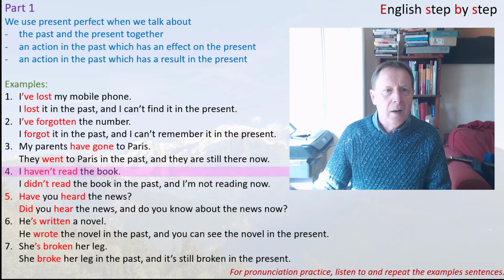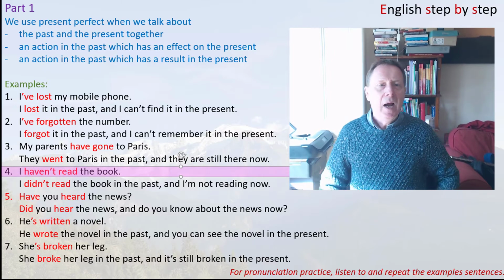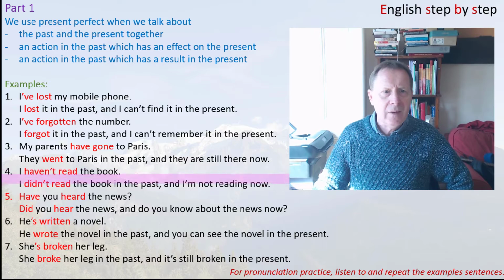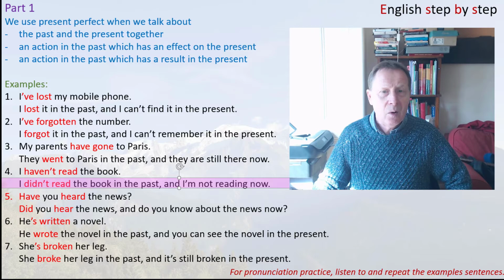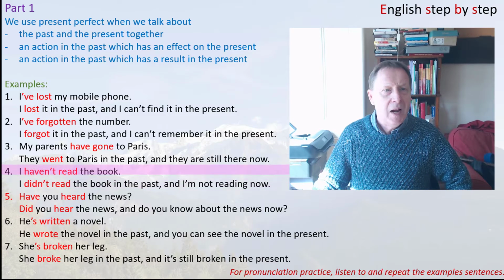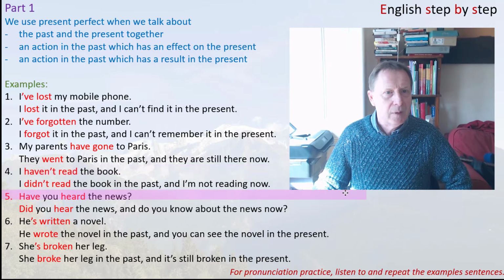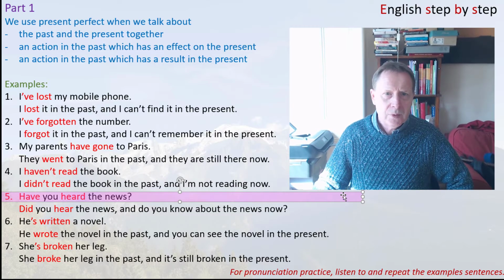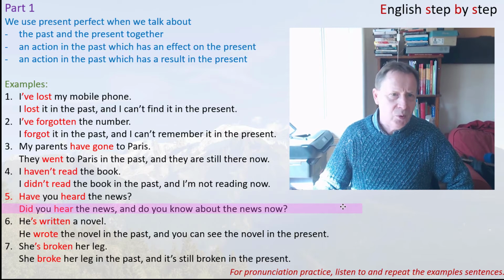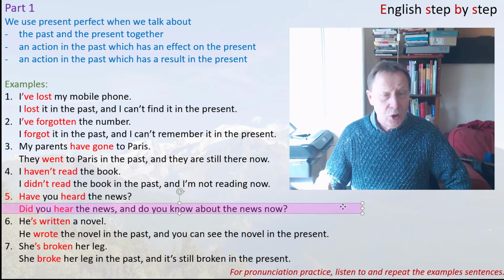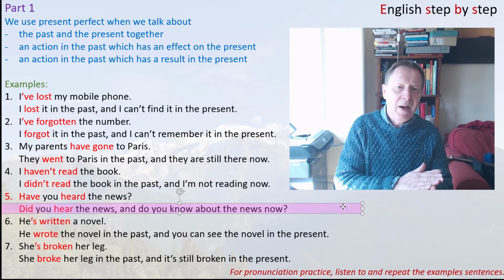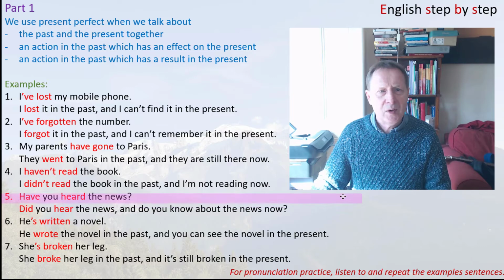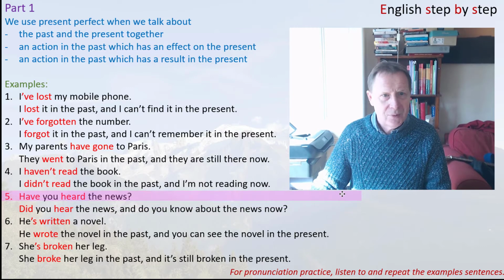Number 4, here's a negative example. I haven't read the book. Now that means I didn't read the book in the past and I'm not reading it now. So, I haven't read the book. Number 5 is an example of a question. Have you heard the news? Now, did you hear the news in the past? And do you know about the news now? So, we're connecting the past and the present with this question. Have you heard the news?